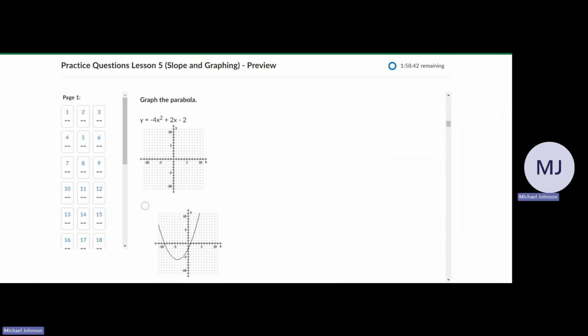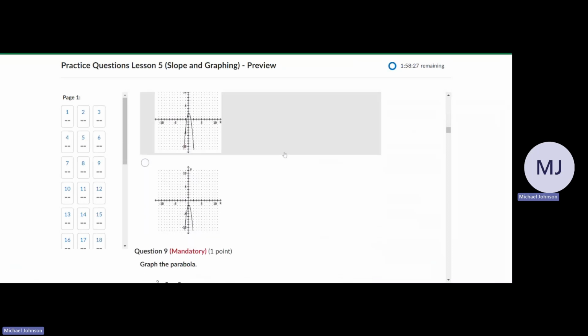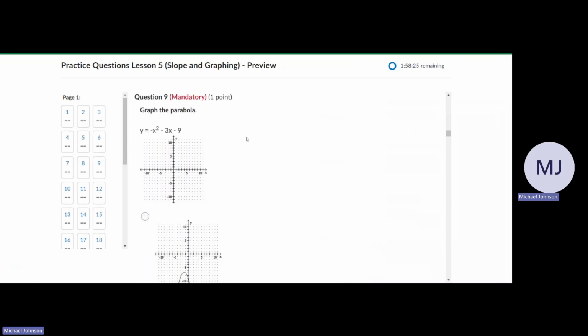Graph the parabola. So I'd recommend use the quadratic formula first to find your x-intercepts, and then to find the y-intercept, set x equal to 0. Plot the intercepts, and then connect the dots. That's what I recommend. Graph the parabola, same thing. Use the quadratic formula to find the x-intercepts, and then set x equal to 0 to find the y-intercept, and then put the points in the graph, connect the dots.